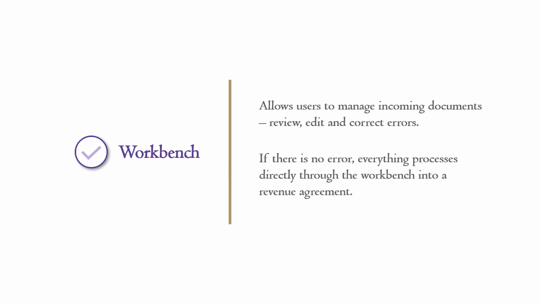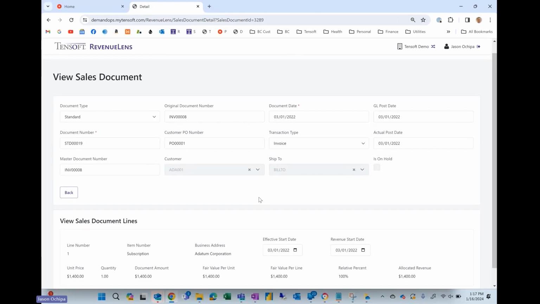And the system can be configured, if you've got a very straightforward process, high volume, very standardized, and there's little room for error, to only hold transactions back with the workbench if there's an error. So if there's no error, everything processes directly through the workbench into a revenue agreement without the users having to do anything. So I'm going to start with a sales document.